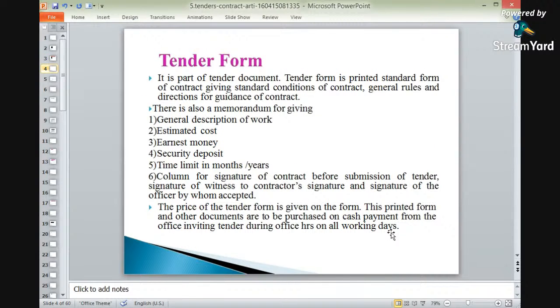Next is the tender form. In the next lectures we will see tenders and specifications also, and we will solve some numericals related to this. Today we will end this lecture. We have discussed the rate analysis and the numericals related to rate analysis, and we have also started tendering, because some part of tendering has been covered. Okay, thank you.